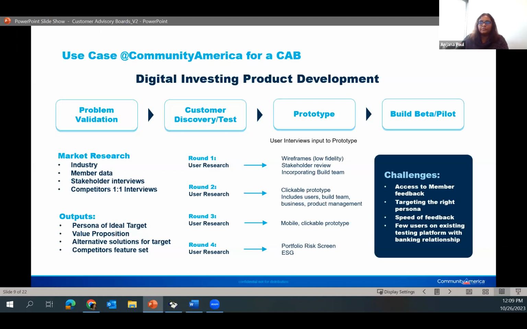We do use a testing platform that gives us access to participants across the US, but there aren't a whole lot of users that are our current customers within the Kansas City area. And we've really found a lot of value of talking to our customers when we initially reached out to them to interview them and talk about the competitor investing products that they use. So we really wanted to leverage that feedback.